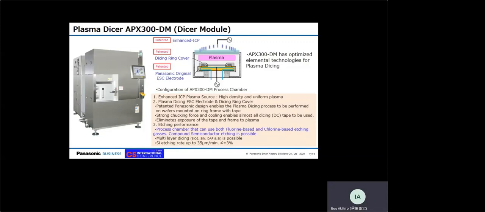The ESC has a very strong cooling capability and suppresses tape and ring damage. This process chamber can use both fluorine-based and chlorine-based etching gases. In addition, multi-layer dicing, such as silicon oxide, silicon nitride, die-attach film, and silicon is possible. A silicon etching rate of 35 micrometers per minute and uniformity of plus minus 3% or less is achieved. Thus, compound semiconductor etching is possible by using the Panasonic APX plasma dicer.